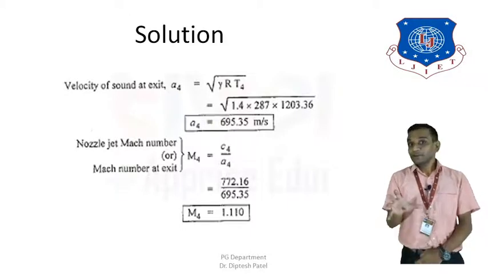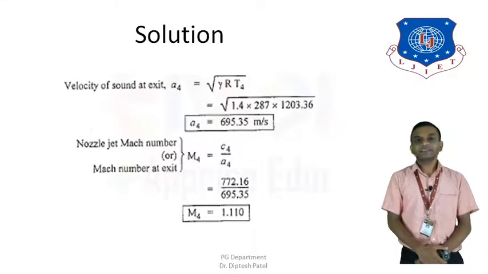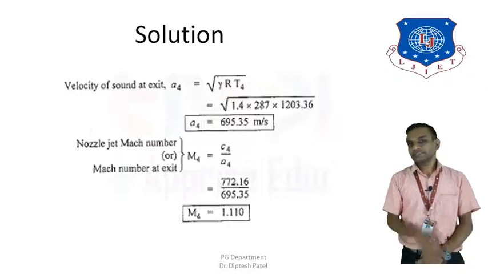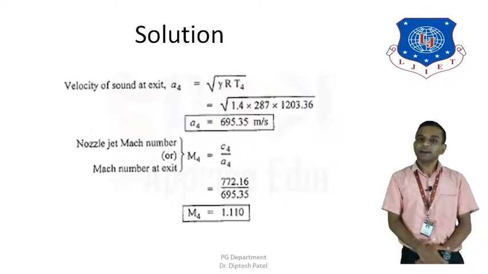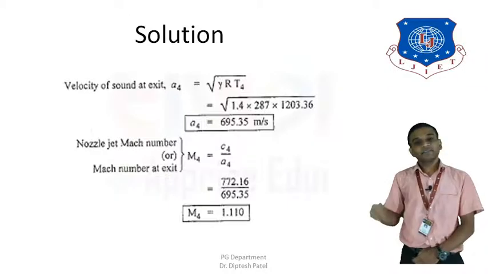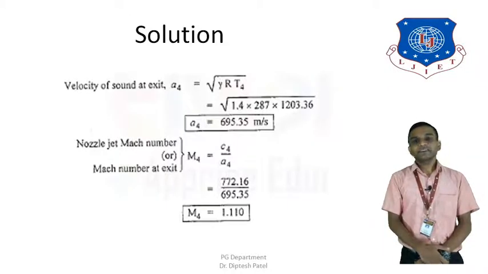Now on the basis of that exit velocity, I am going to find the Mach number, but I need the sound velocity at the exit too. So let's calculate the sound velocity at exit. Velocity of sound at the exit A4 is equal to the square root of gamma R T4, since we know that A is equal to the square root of gamma RT. So gamma 1.4, R 287, and T4 1203.36 that we have obtained. On that basis, I can calculate A4, the velocity of sound at the exit, that would be 695.35 meter per second.